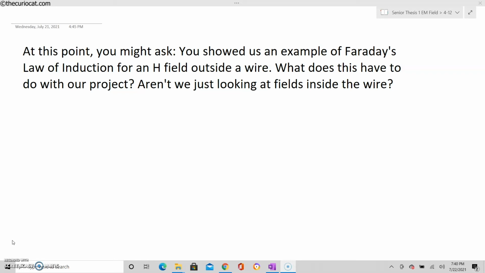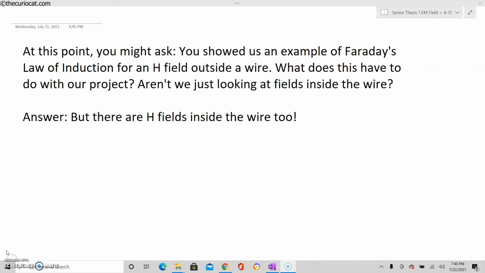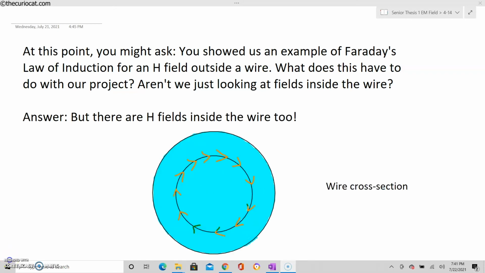Aren't we looking at fields inside the wire? Well, the answer is that there are H fields inside the wire too. And here's an example showing the magnetic field inside of a wire.